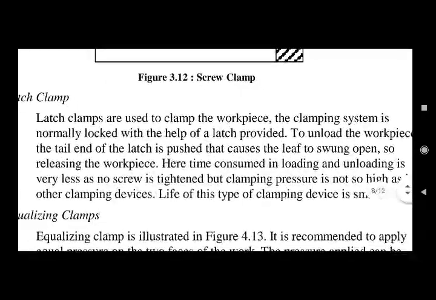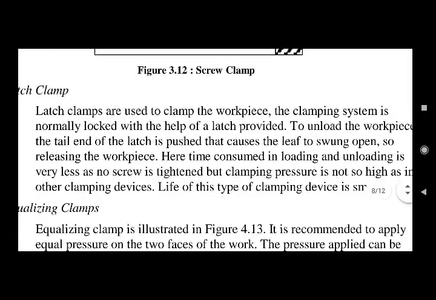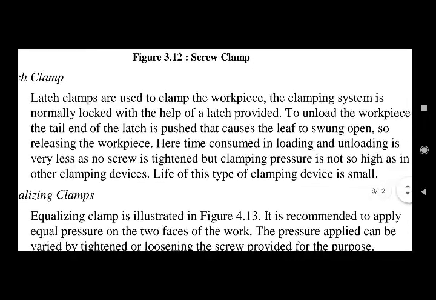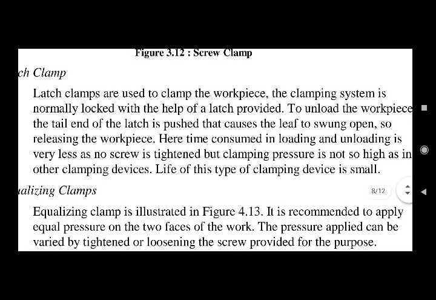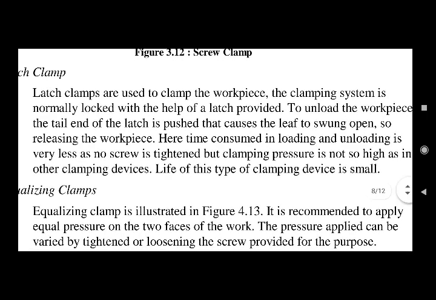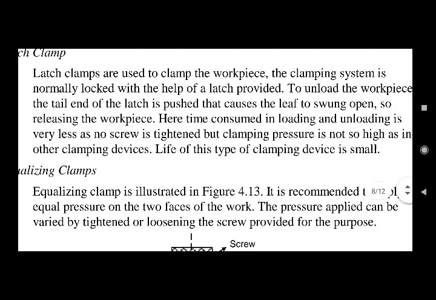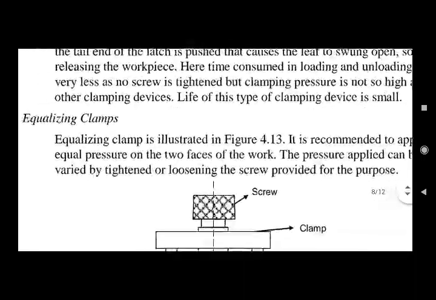The clamping system is normally locked with the help of a latch provided. To unload the workpiece, the tail end of the latch is pushed, which causes the leaf to swing open, so releasing the workpiece. Here, time consumed in loading and unloading is very less as no screw is tightened, but clamping pressure is not so high as in other clamping devices. Life of this type of clamping device is small.